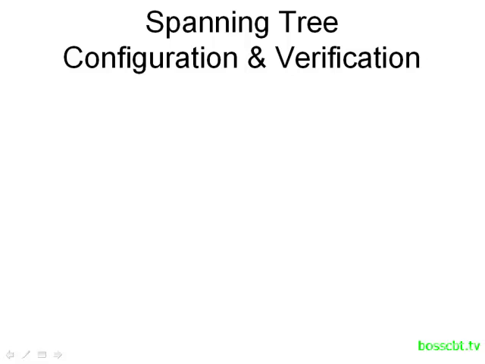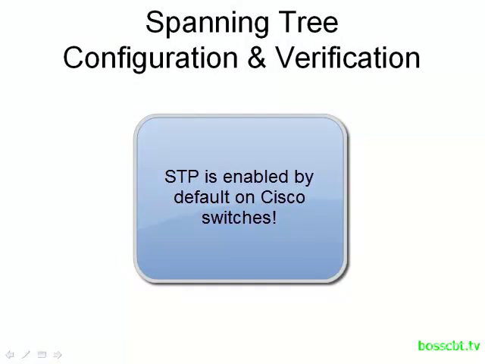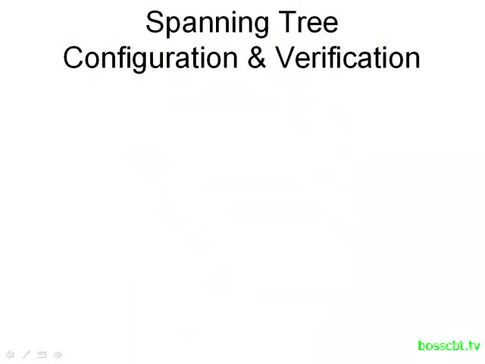Now here's the good news. By default, spanning tree is enabled on all Cisco switches. So our work is done for us, the tutorial is over. Well, not quite. There's actually a fair amount of configuration changes we can make that all relate back to the features that we've discussed so far.